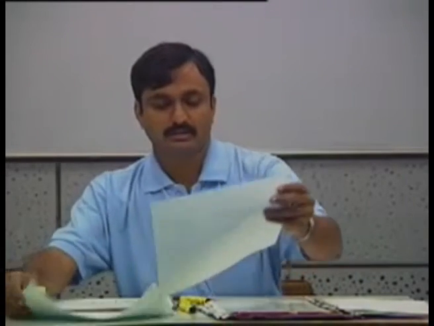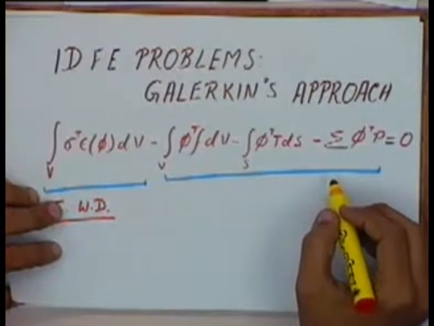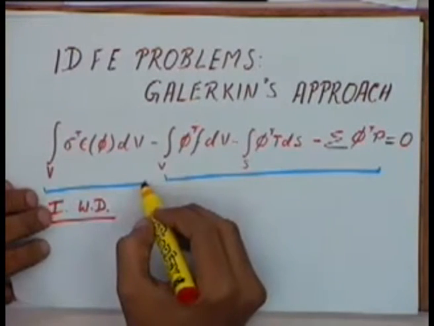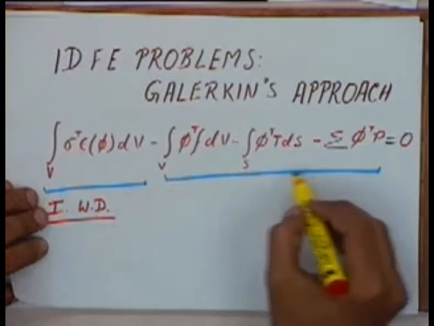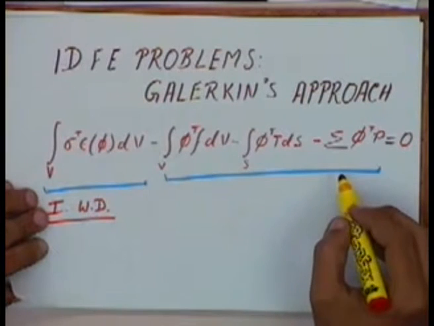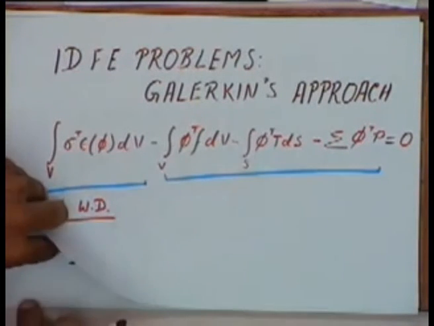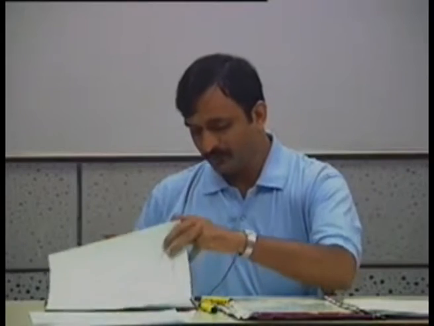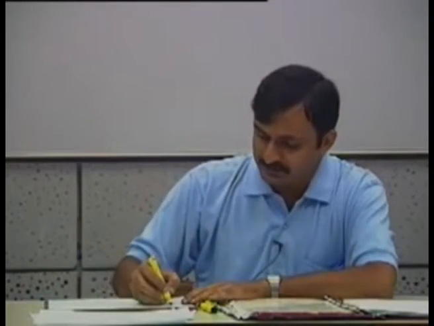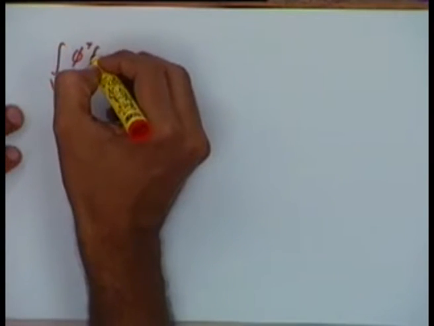Now if you look at this expression for the Galerkin's method, the first term we have simplified. Similarly, we will simplify the other terms, and then we will try to get a set of equations for solving for Q using this general equation. So let us take up the second term now. The second term is the volume integral of phi transpose into F into dV.